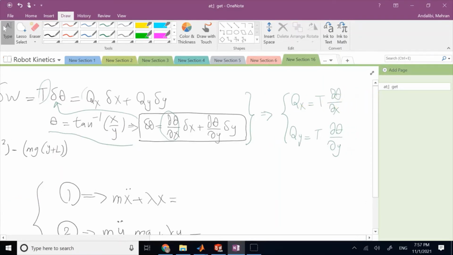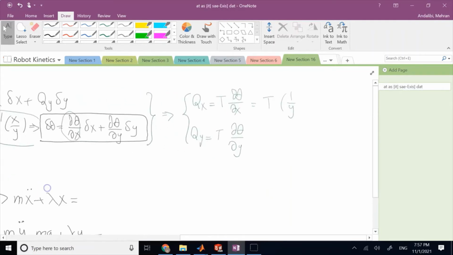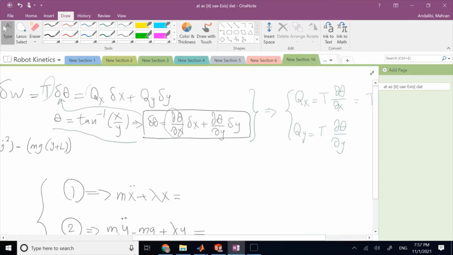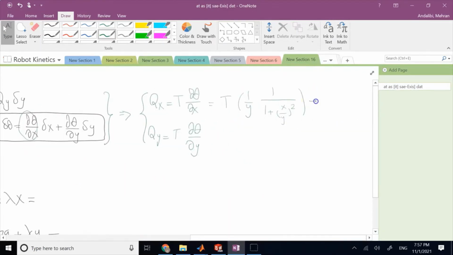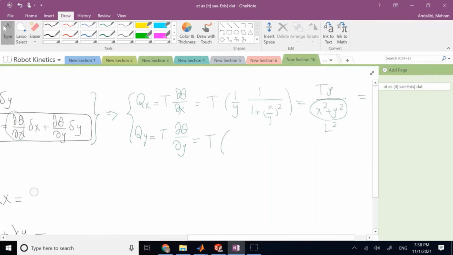So partial of theta with respect to x is going to be 1 over y, and then the derivative of arctangent is 1 over 1 plus that argument squared. Correct? And if I do so and simplify here, I will get t times y over x squared plus y squared, which, you know, x squared plus y squared is really L squared. So if I want to simplify it, it is going to be t times y over L squared.